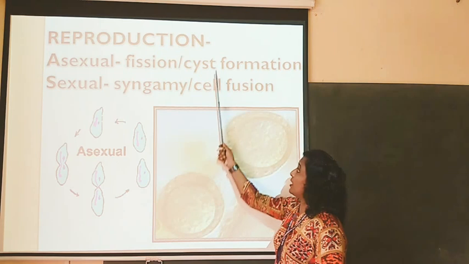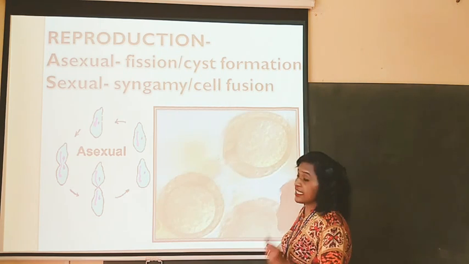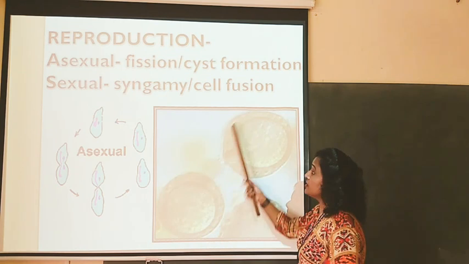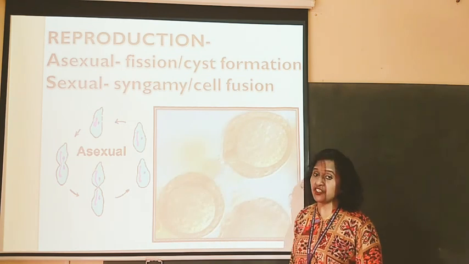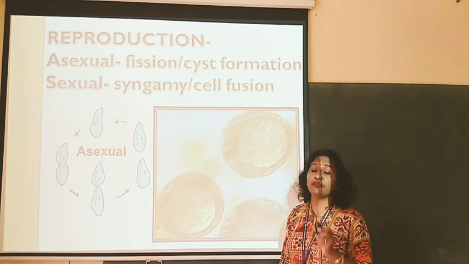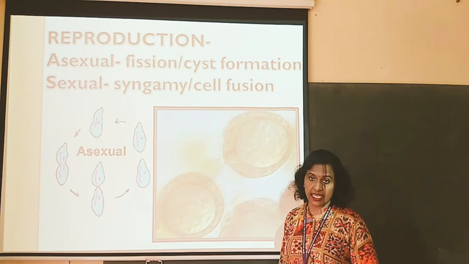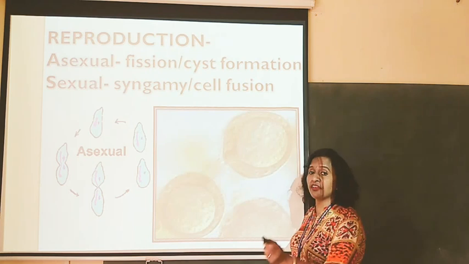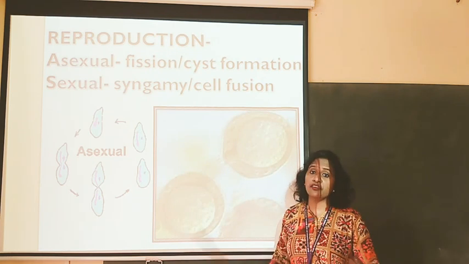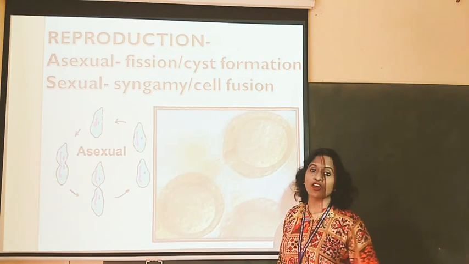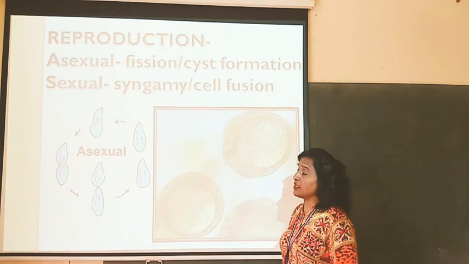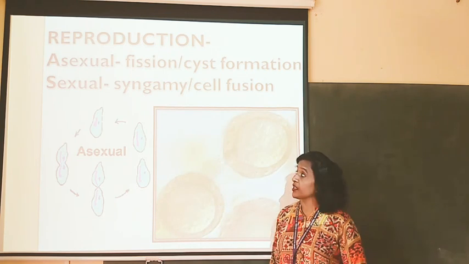Okay? Another type of asexual reproduction is cyst formation. Here, during unfavorable conditions, a cyst, or tough covering, will be formed around the cell. As favorable environmental conditions arise, the cyst will be broken off and the organism will be released.